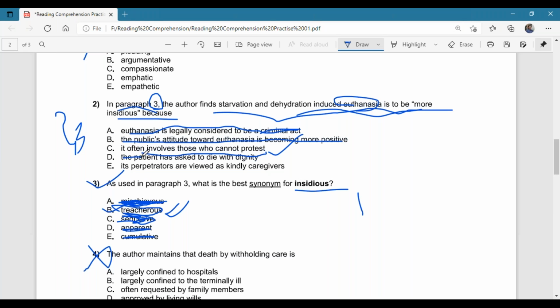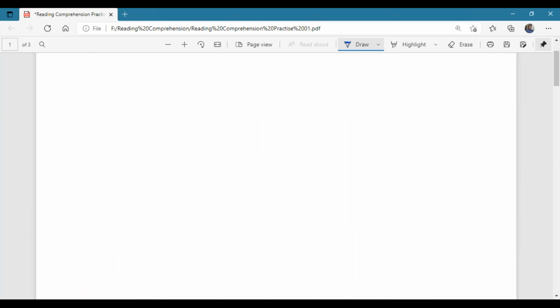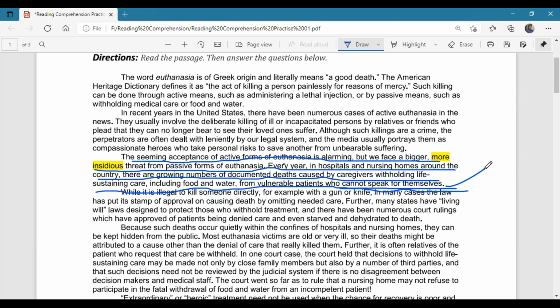But also look at the other two options. The patient has asked to die with dignity. No, there is nothing as such. Its perpetrators are viewed as kindly caregivers. No, there's nothing about this at all. Okay, so the author finds starvation and dehydration induced euthanasia to be more insidious because why is it being increased day by day? Because there are people who cannot speak for themselves, right? So that's the reason. People who cannot protest for themselves. If you look at the last sentence, you can easily identify the exact answer for this, right?